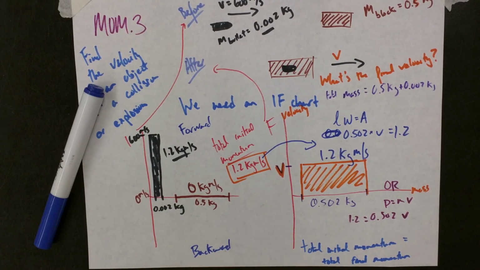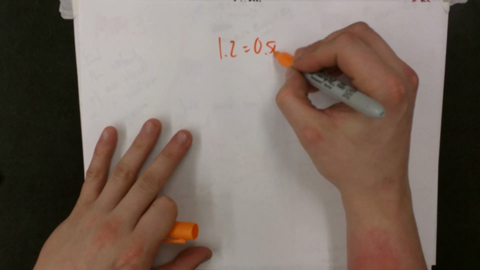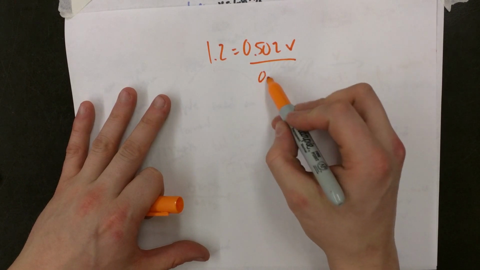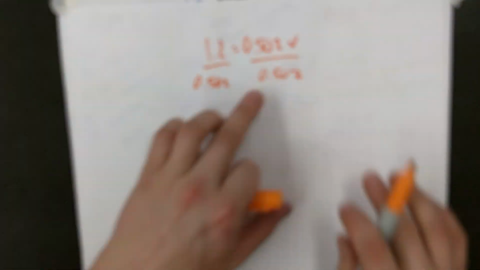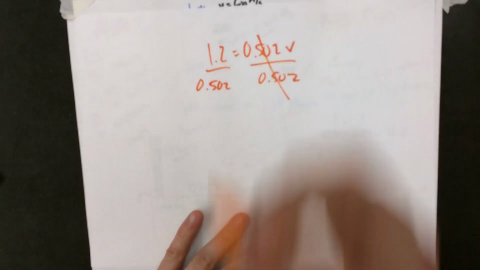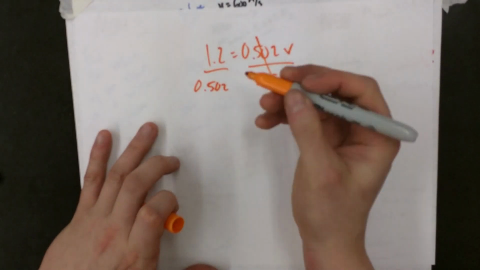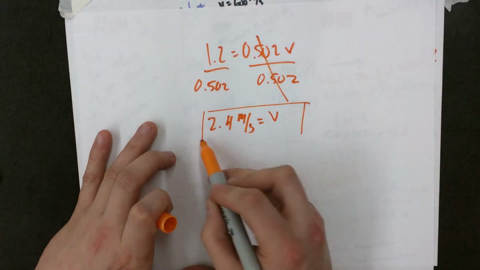Now the final part is just solving for that equation. So here we are. I have 1.2 is equal to 0.502 v. If I want to get v by itself, I'm going to need to divide by whatever it's attached to. In this case, it's multiplied by 0.502, so I'm going to divide by 0.502 so I can cross both of these out. And look at this. 1.2 divided by 0.502 gives me the answer of 2.4 meters per second. What does this mean?